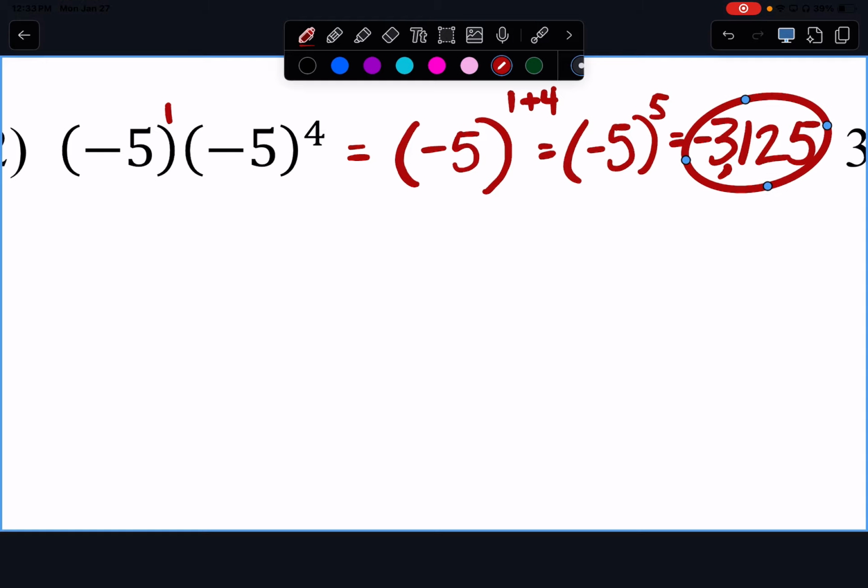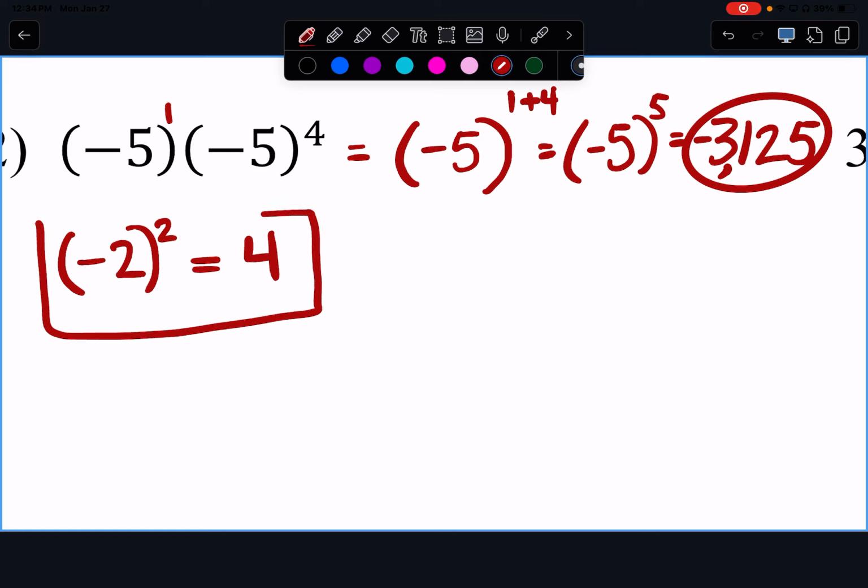Now, probably the most common mistake that's going to be made this entire unit is messing up with negatives in our powers, okay? So underneath this, we're going to talk a little bit about what's going on. If we have negative 2 in parentheses squared, type that in exactly like that to your calculator and tell me what you get. Just like that. Type it in. It is 4. Okay? And we know that's true because negative 2 times negative 2 gives us 4.